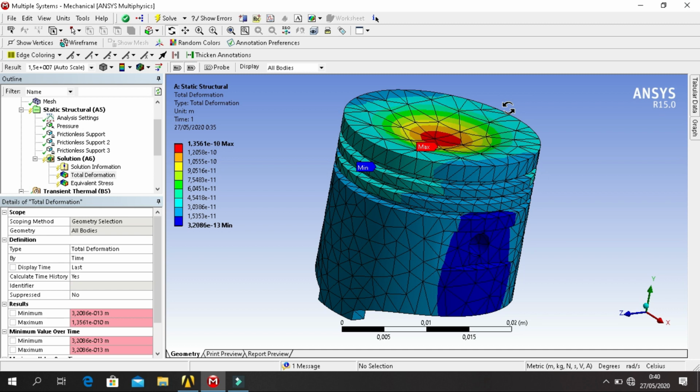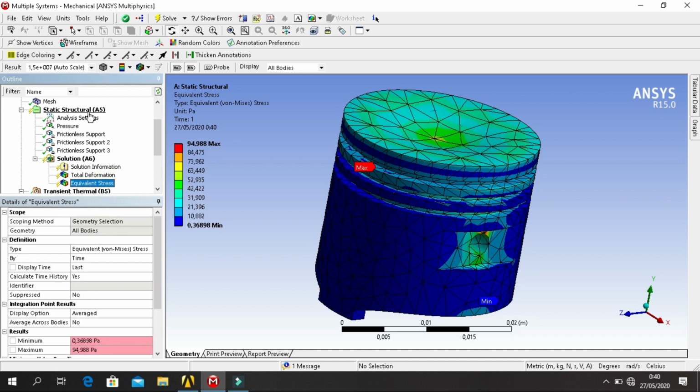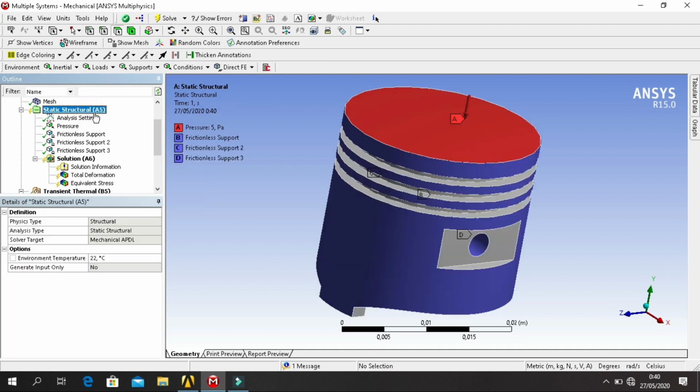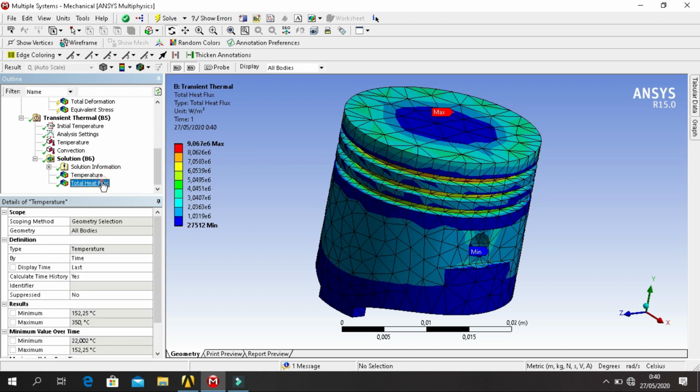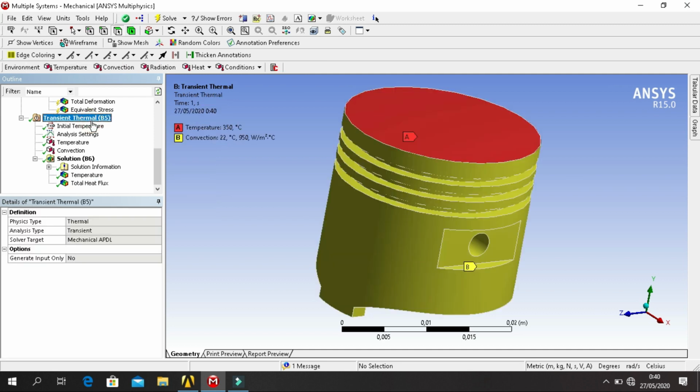So we get total deformation and equivalent stress for static structural analysis, and we get temperature and total heat flux for transient thermal analysis. By the way, let's make the modeling of the piston.